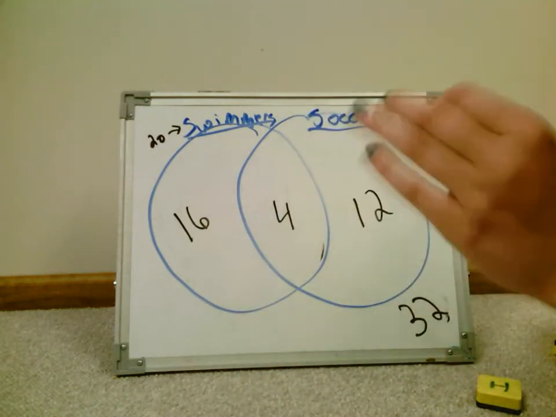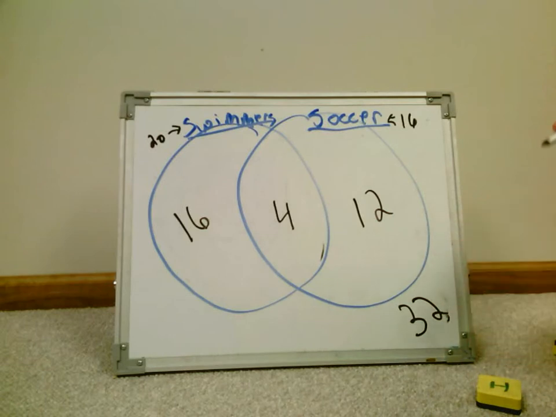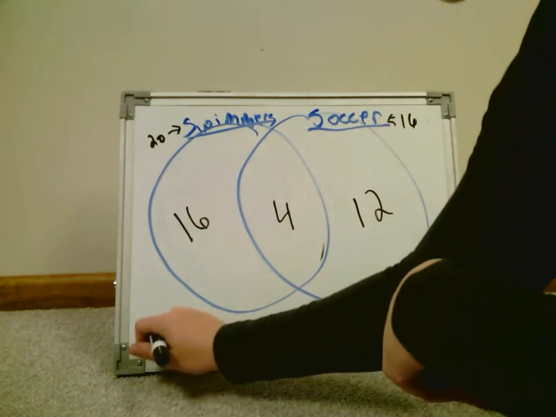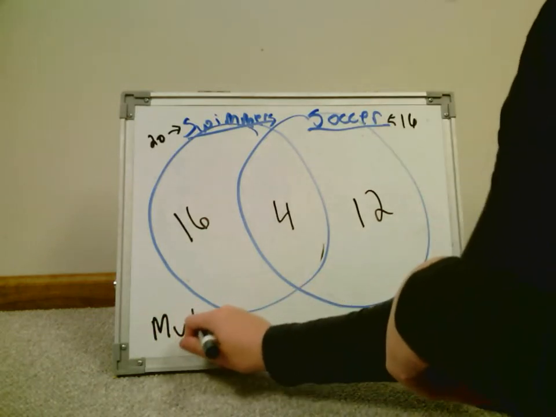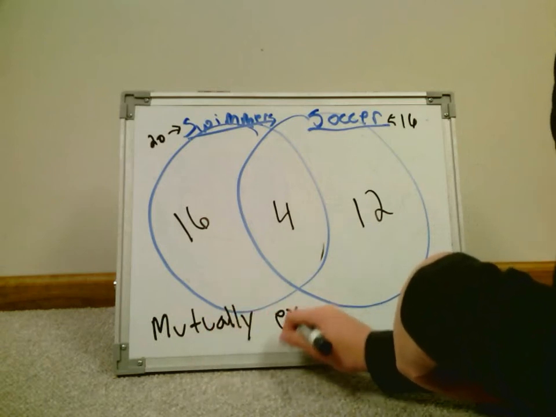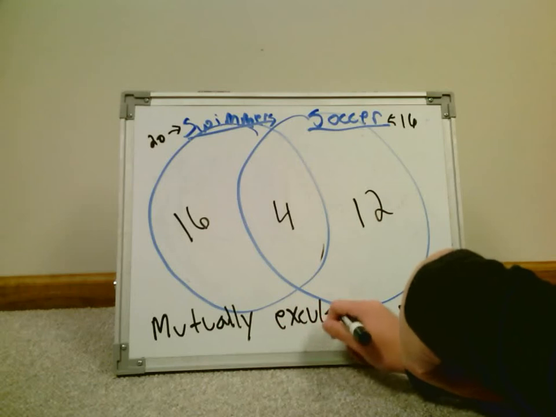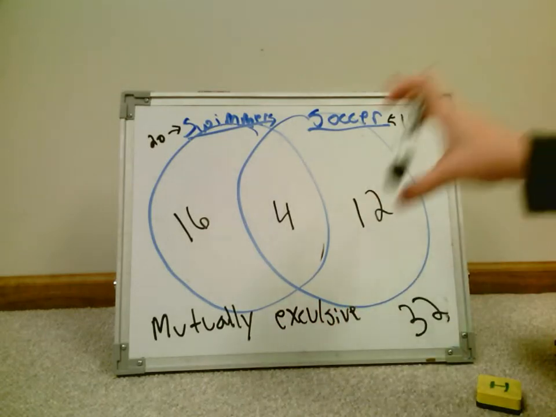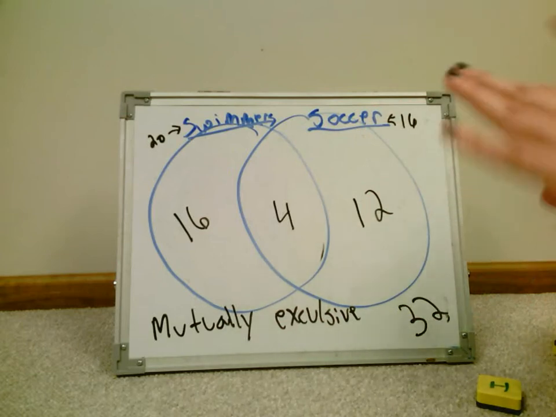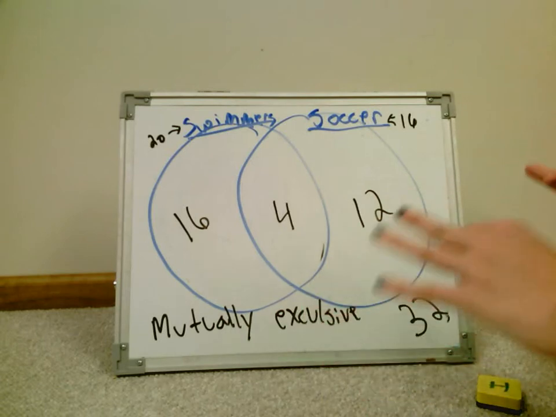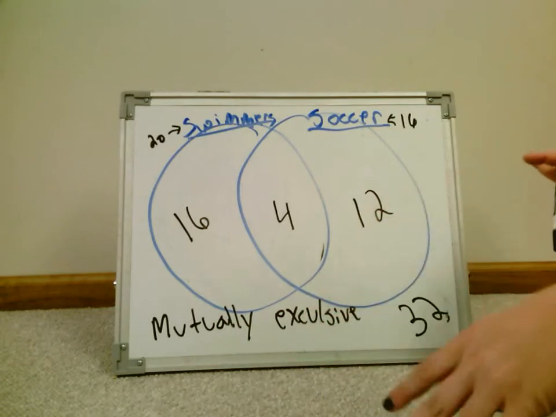Which actually brings me to a side note for a second. I know this is going a little bit out of order, but I think it works right here. I'm just going to write this word down so you're familiar with it: mutually exclusive events. Mutually exclusive means that these two events are completely unrelated. There is no overlap. They don't affect one another.